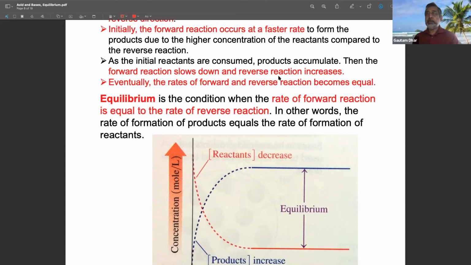And this condition, where the rate of the reverse reaction is equal to the rate of the forward reaction, we call equilibrium. So equilibrium, remember, is always about rate, not about the amount of product. So if you get this question, never say that the equality comes from the amount of the product or the reactant, but it is basically the rate of the reverse reaction being equal to the rate of the forward reaction.